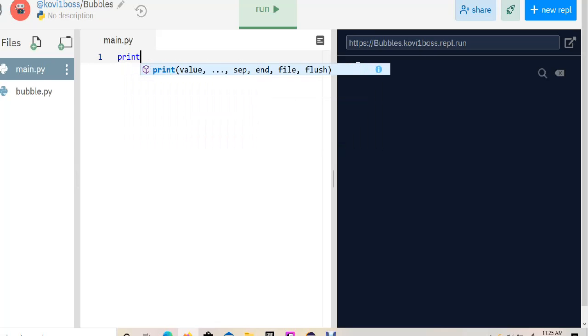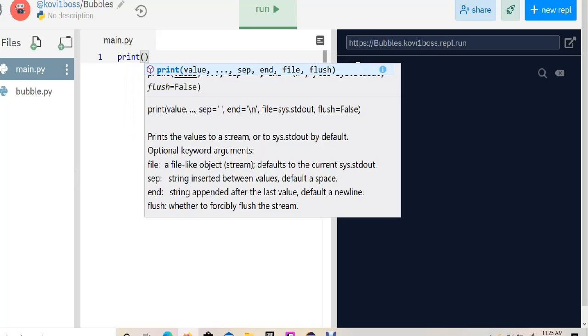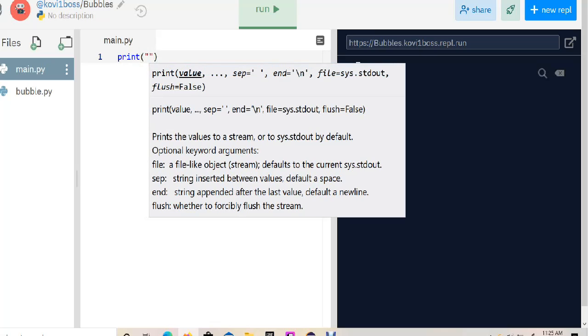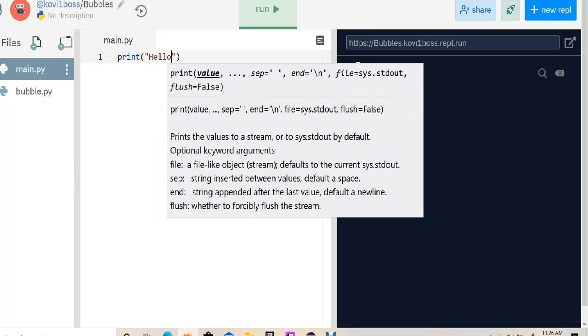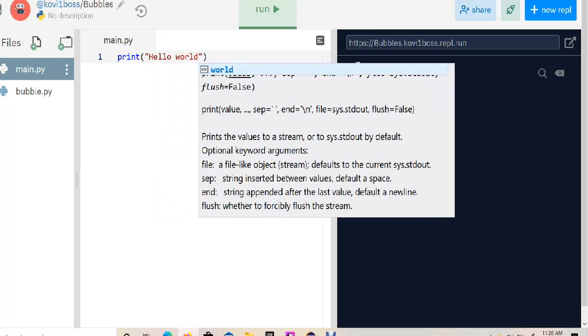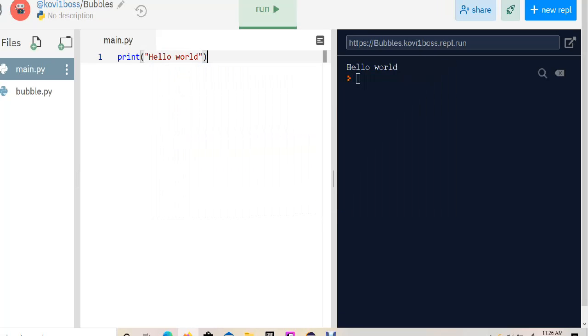That's why whenever you have a print, you need to do it very carefully. You need to have print, parentheses, and whatever you want to put inside. When you have quotation marks, that means you want the computer to talk to you or say something that you needed to say. So most people will tell you to say hello world. So it prints hello world.